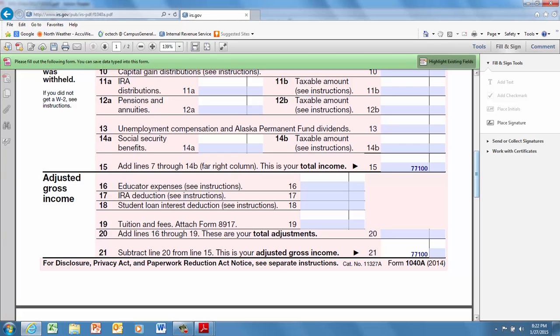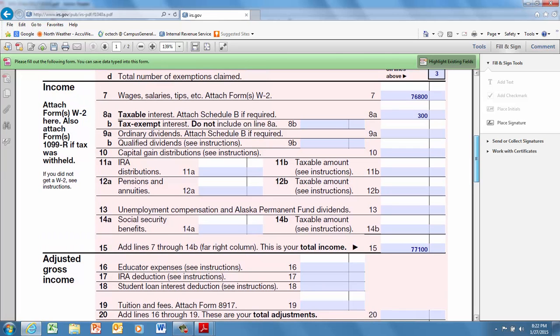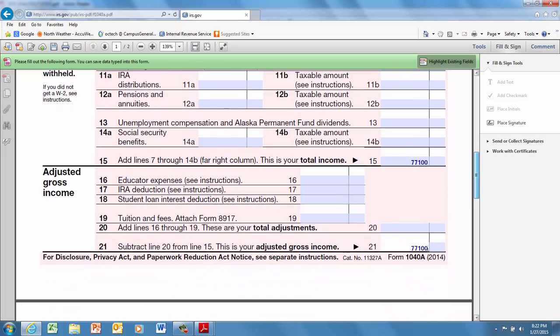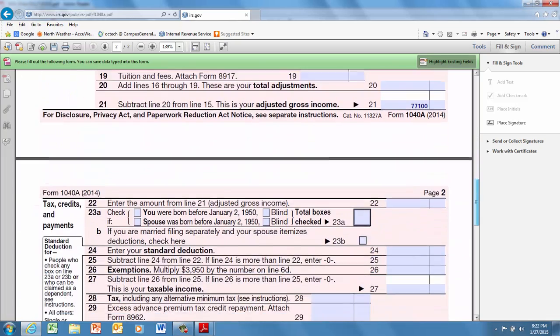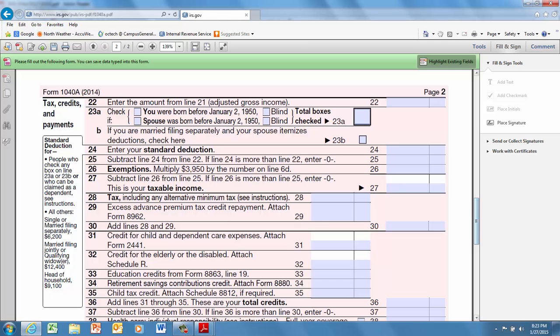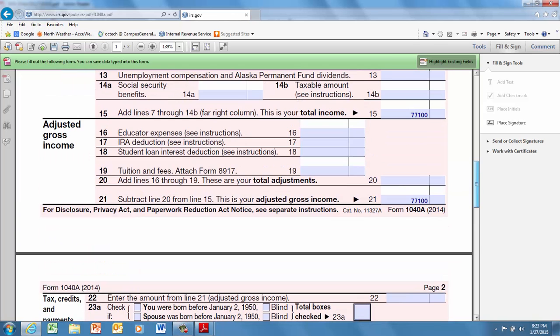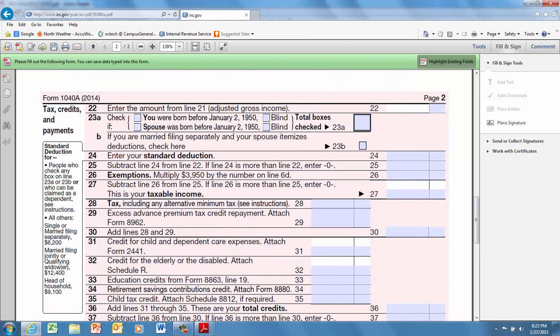Okay, just like with the 1040EZ, any line where we don't have anything is left blank. Notice I don't have bunches of zeros or dashes or anything. Just leave the line blank if you're not using it. Okay, now I'm going on to page 2. The first thing says enter the same thing from line 21, that AGI of 77,100. We're repeating that up at the top of the second page.